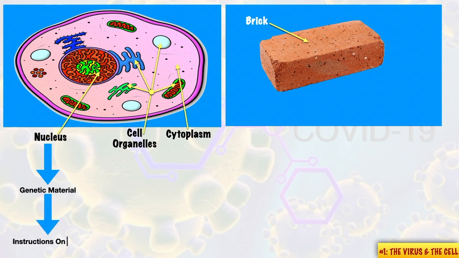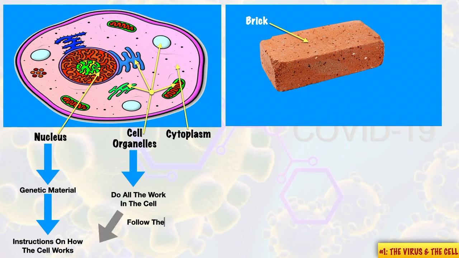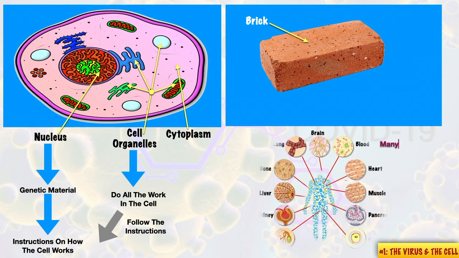The nucleus contains our genetic material, and this contains all the instructions for the cell. The cell organelles do all the work and they get their instructions from the nucleus. We are made up of a load of different types of cells. Each cell knows what it has to do because they each have a nucleus to instruct them.